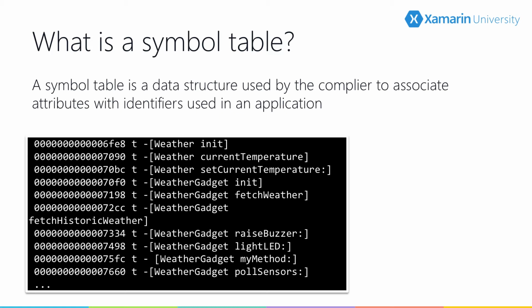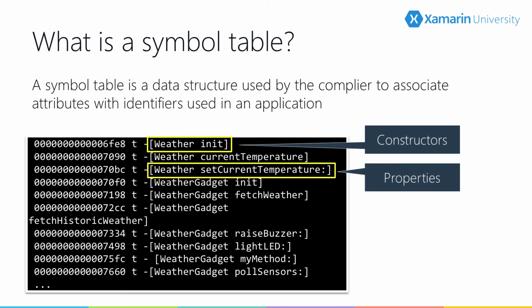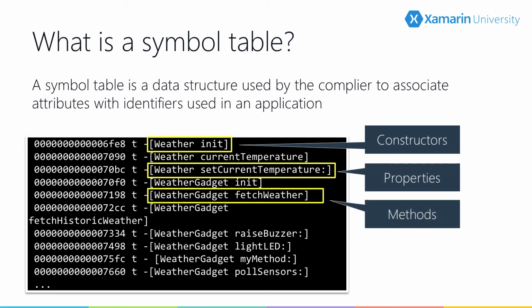You would have noticed that we ran into compilation errors trying to compile for an architecture that is not included inside our library. Now, to understand what happens at that point and to be able to fix the problem, we need to understand what a symbol table is. A symbol table is a data structure that is used by the compiler to associate attributes with identifiers used inside an application. So for example, this table will show us constructors, it'll show properties, and it will also show members that are usable. And armed with this information, you will now have a good idea in terms of what is available and what would be potentially missing inside your application's library.